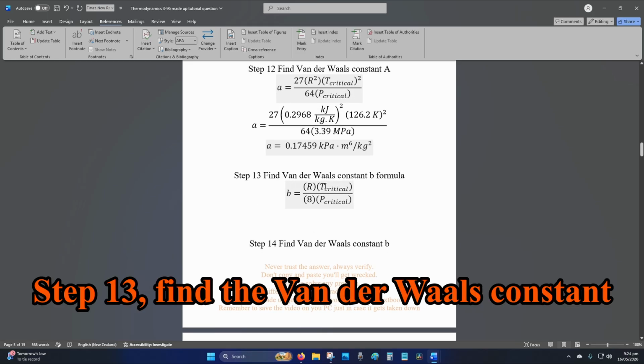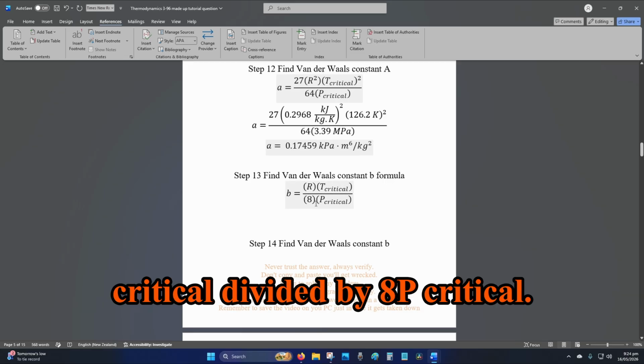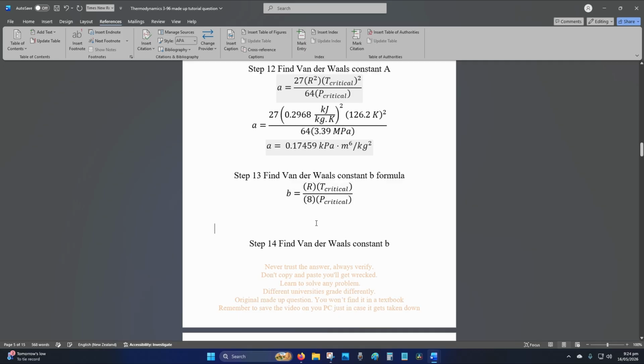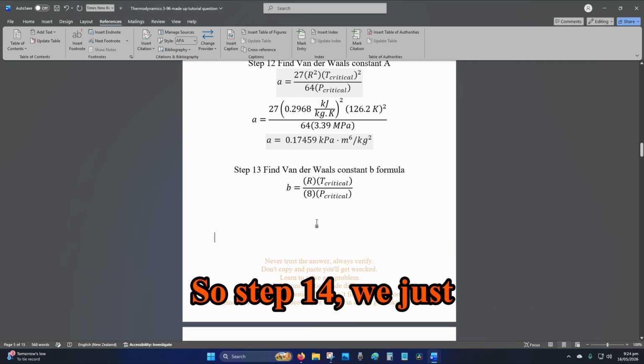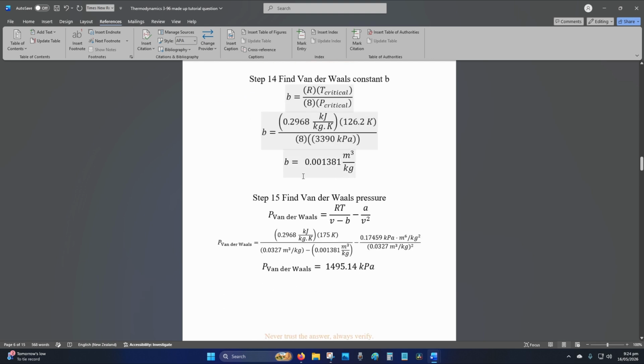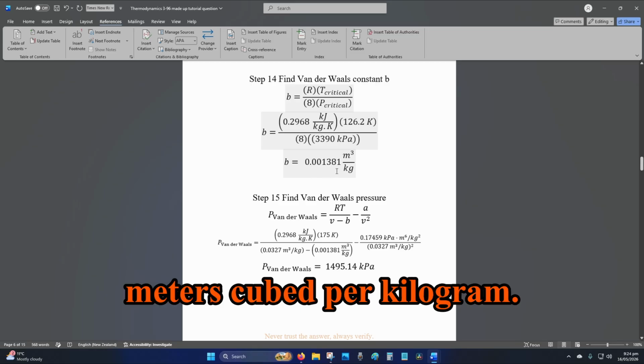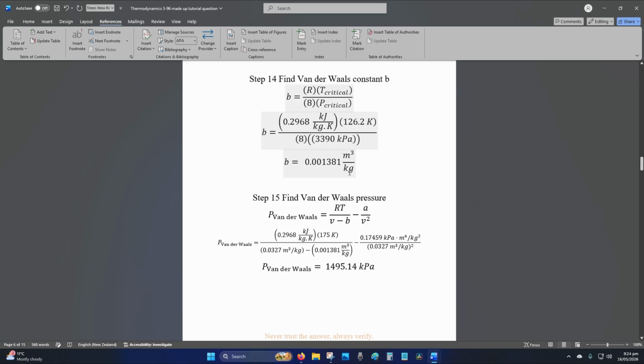Step 13, find the van der Waals constant B formula. So it's R T critical divided by 8P critical. So step 14, we just plug and play once again. So we get 0.001381 meters cubed per kilogram.